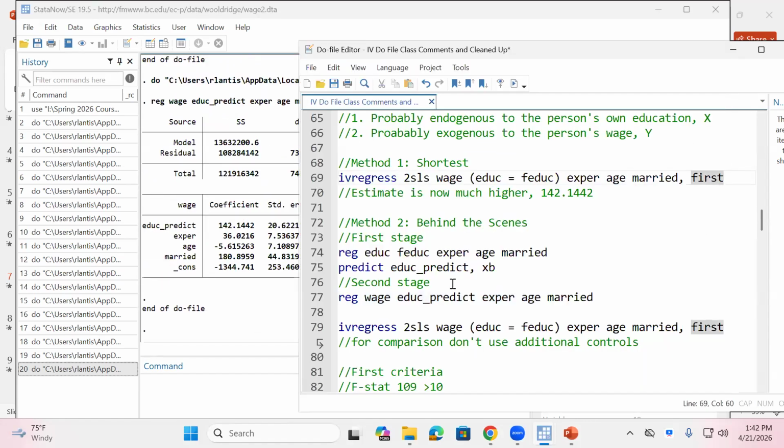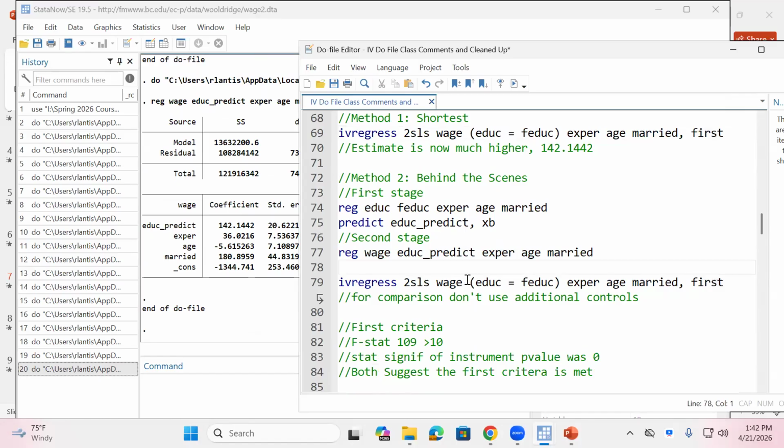So that's how you would break it down into steps, and we can compare it to that built-in tool. It gives us the same results. Any questions here before we keep moving?